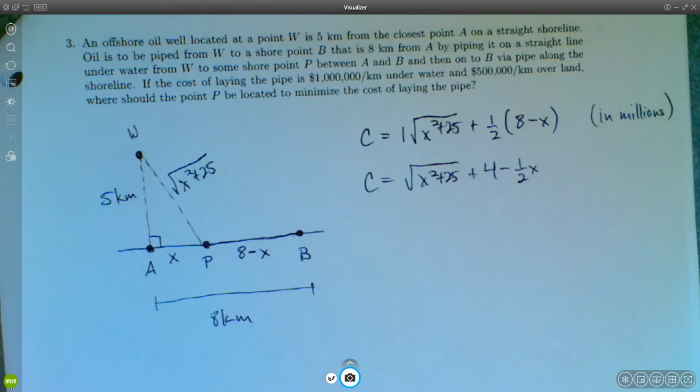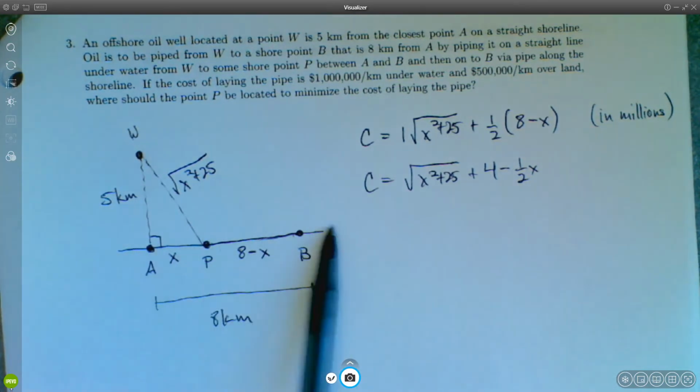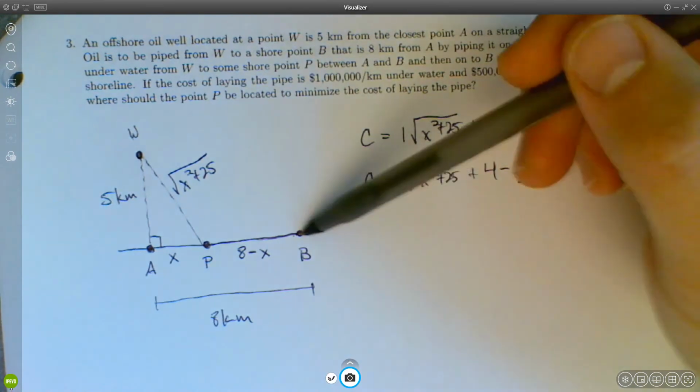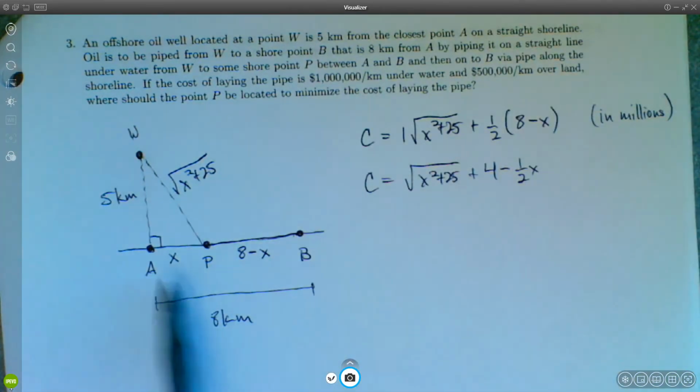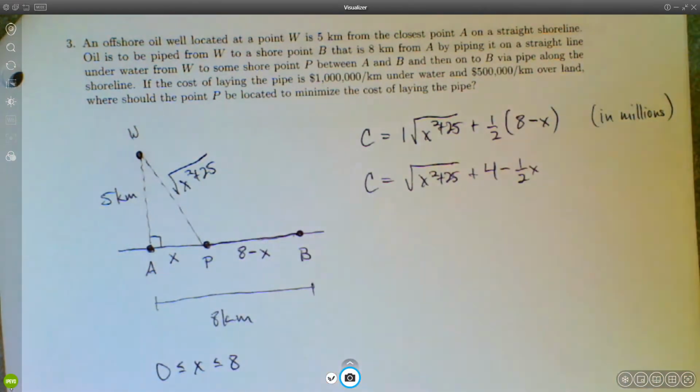Good. Do we have any restrictions on x? Well, we sure do, right? Like, for one thing, x is the distance between A and P, so it has to be at least 0, right? So it has to be greater than or equal to 0. But also x can't be more than 8. It wouldn't make sense for them to pipe it all the way out to here just to backtrack. That would be way too much piping. So x has to be between 0 and 8. Oh, just like the previous problem. How interesting.